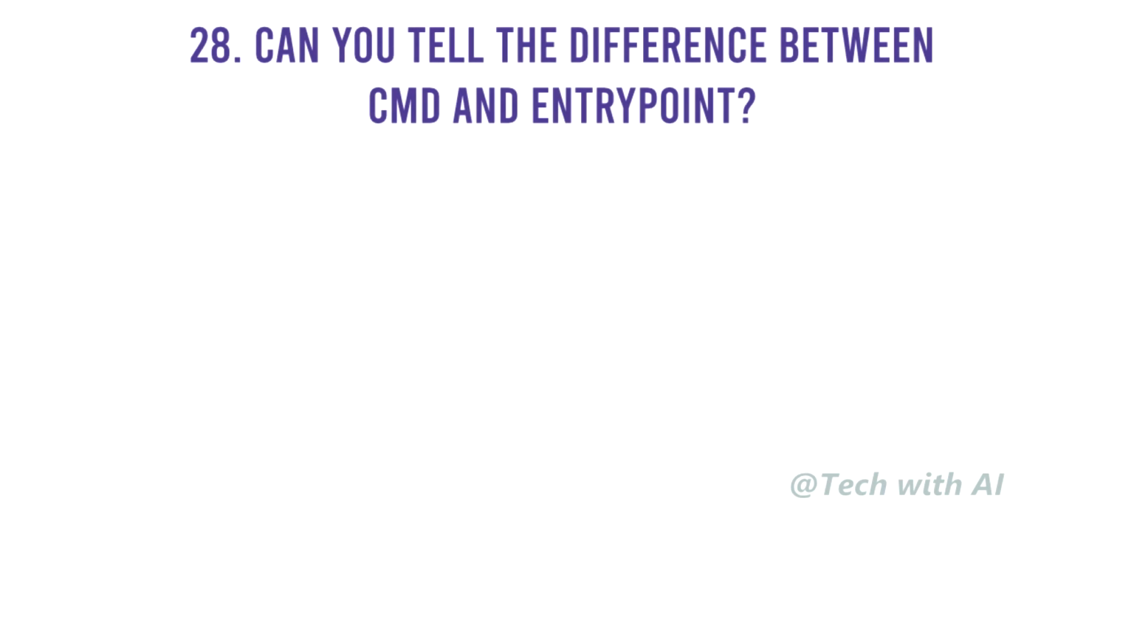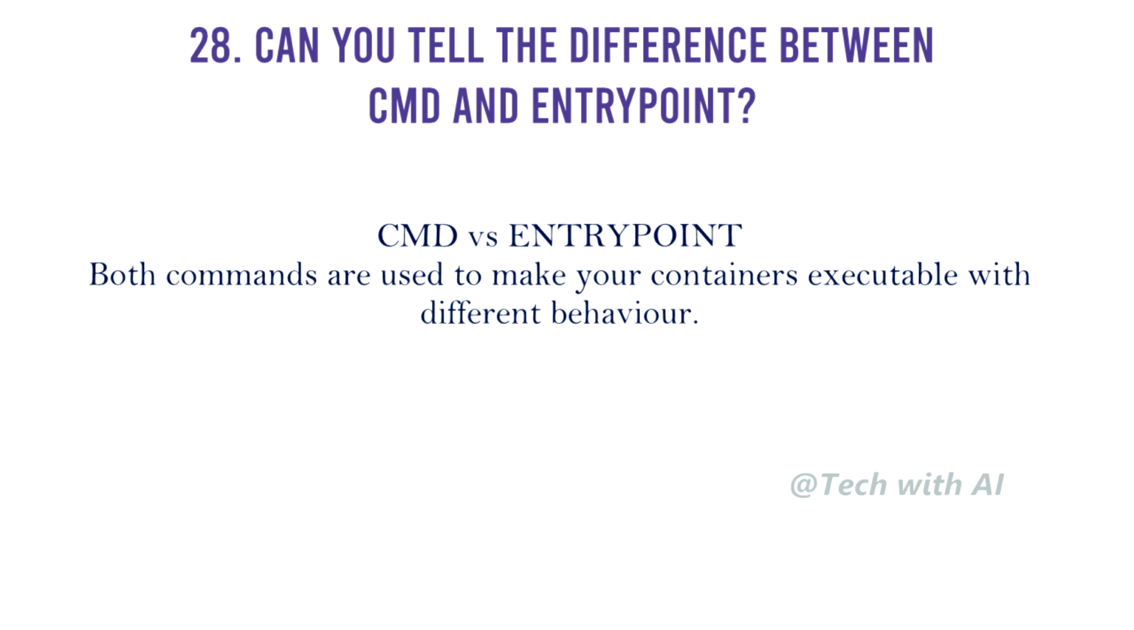Can you tell the difference between CMD and entry point? CMD command provides executable defaults for an executing container. In case the executable has to be omitted, then the usage of entry point instruction along with the JSON array format has to be incorporated. Entry point specifies that the instruction within it will always be run when the container starts.